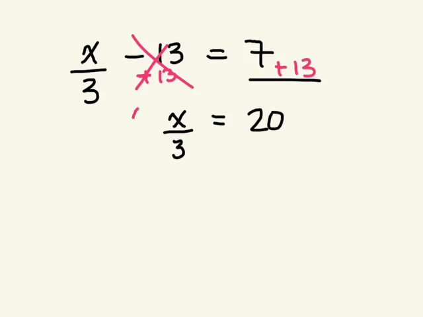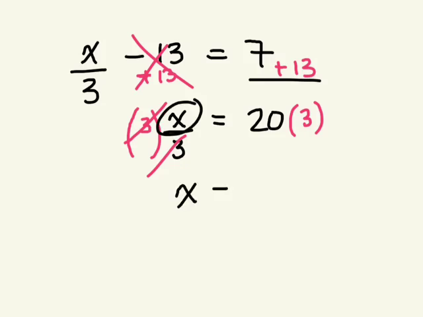If I multiply this by 3, it cancels out. What do I have to do to the right side? We have to multiply by 3. Whatever you do to one side, you have to do to the other side. So I'm left with just my x. That was my goal, trying to isolate x, keep it by itself. 20 times 3.